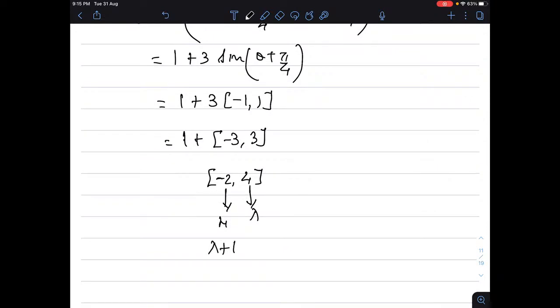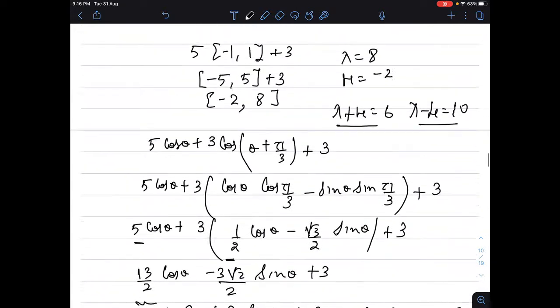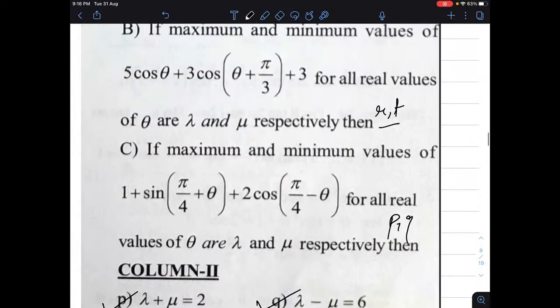So the lambda plus mu thing will be becoming 2 over here and lambda minus mu thing will be becoming 6 over here. So which options will be going right? Guys, P and Q will be the right answer for this question. Pth and Qth option will be the right answer for this sub part of the question. Hope you guys would have got my point. Comment yes in chat box if it is clear to you.